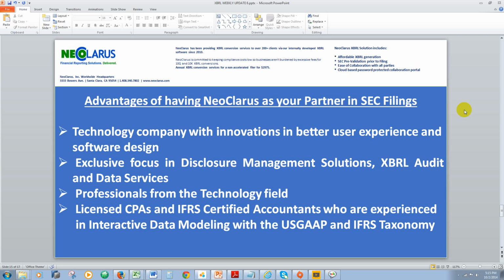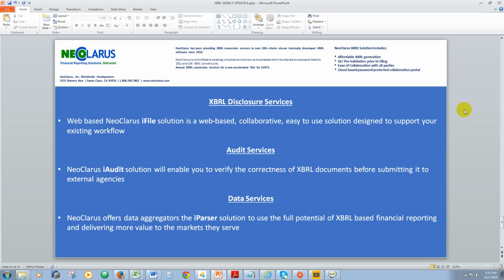And so basically we are a technology company which is exclusively focused in disclosure management solutions, XBRL audit and data services, and we have professionals from the technology field. We have licensed accountants like licensed CPAs and IFRS certified accountants who are experienced in interactive data modeling with the US GAAP and IFRS taxonomy. So these are the three services which we have: XBRL disclosure services, XBRL audit services, and XBRL data services.